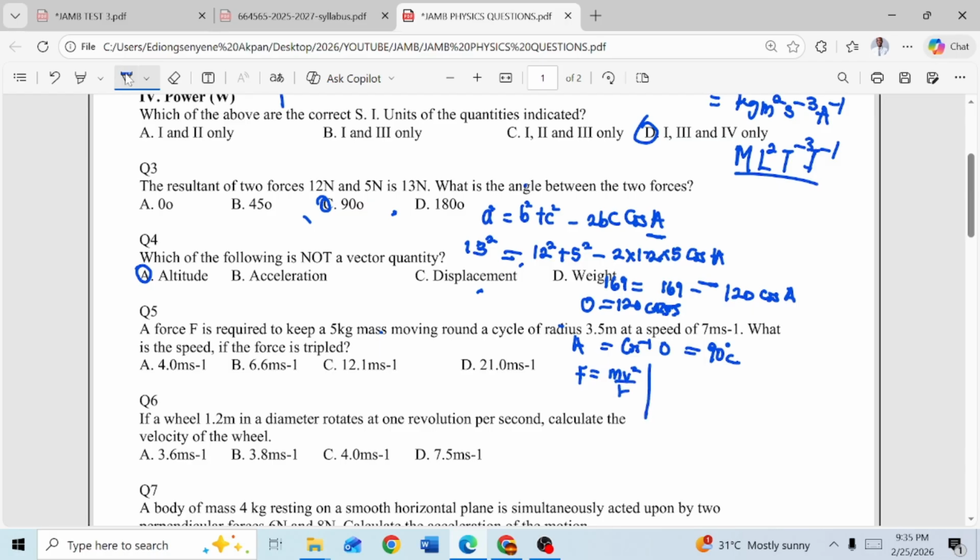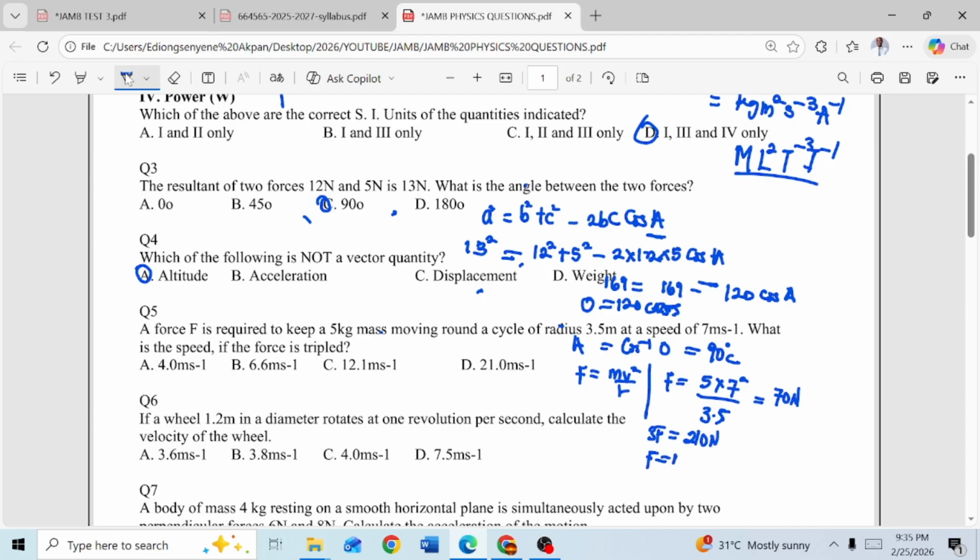Let's find the force. That will be F equal to 5 times 7 squared divided by 3.5, and this will give us 70 Newton. They ask for the speed if the force is triple. If force is triple, that is 3 times 70. That will be 210 Newton. So we look for speed.